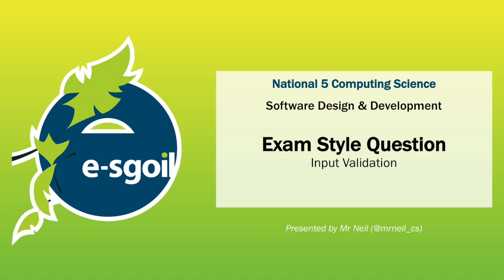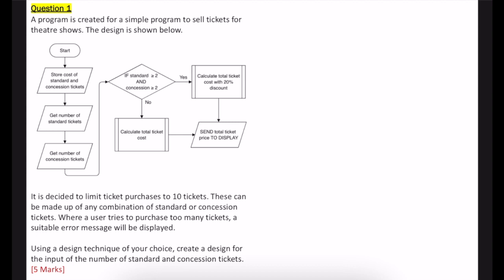Within the Software Design and Development Unit of National 5 Computer Science, you'll be required to design the validation for the inputs identified in a particular problem. In this video, we're going to look at a series of exam-style questions that ask you to do exactly that. Here is our first question.